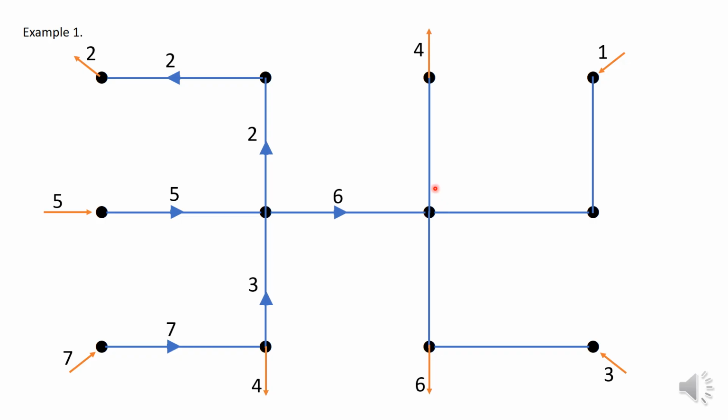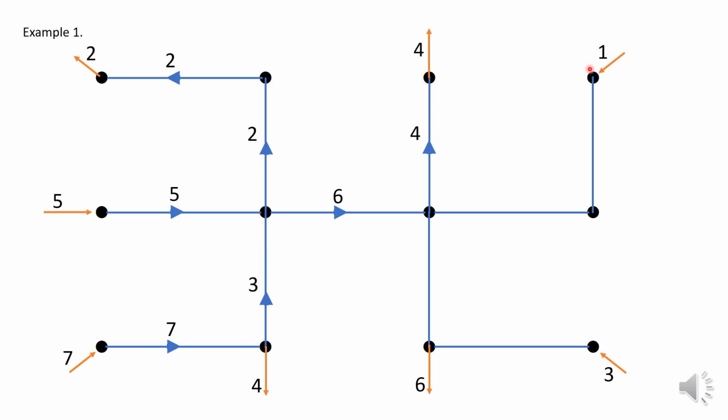Now let's go to another node where you just have one unknown. At this node you have 4 out of the network, and you must have 4 into this node also to balance that flow.